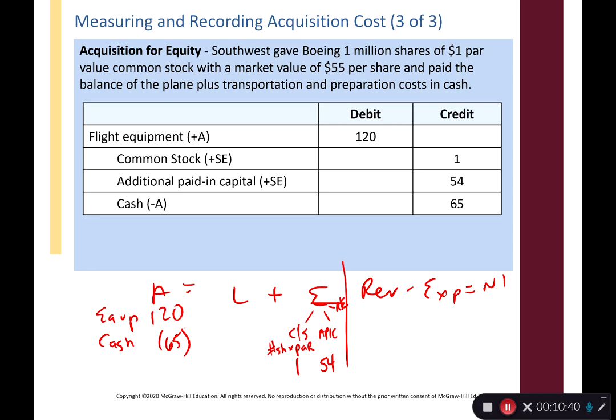When we issue stock, the number of shares times par goes into the common stock account, and the difference goes into additional paid-in capital. It balances out because the net impact under assets is a positive 55, and that's also the impact under our equity.